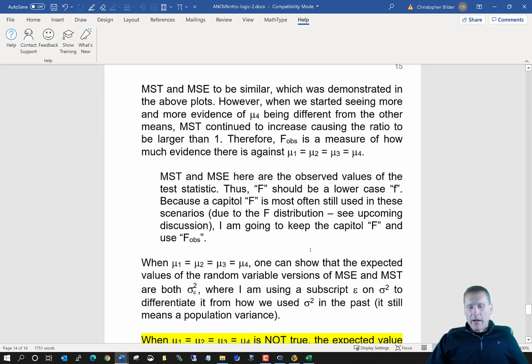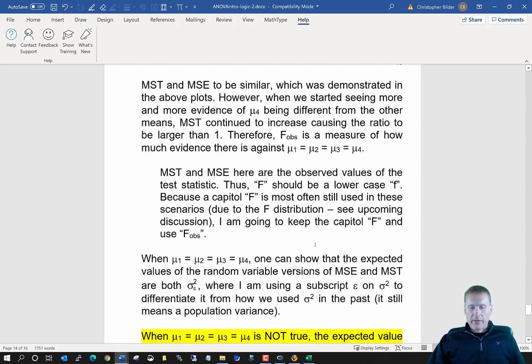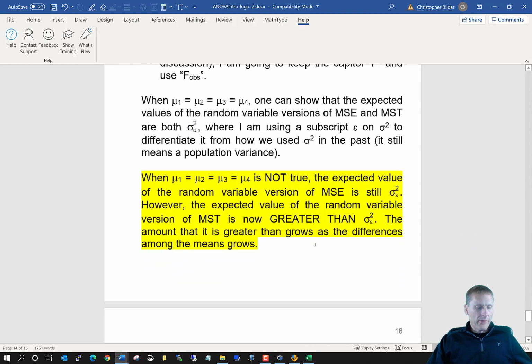Now, let's see now. I think I've covered that. Yes. Okay. So there are also some more statistical, mathematical reasons for why this all works out.